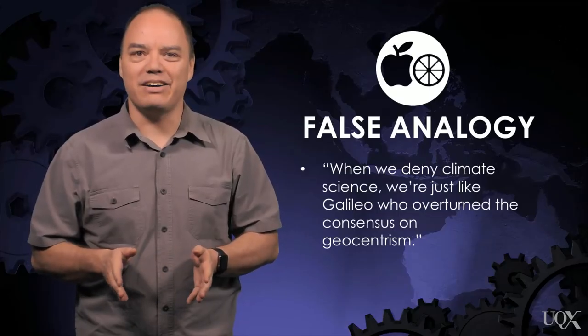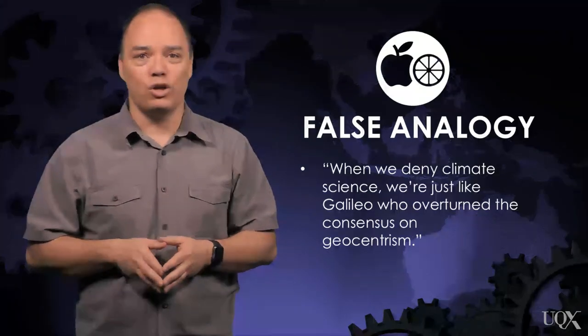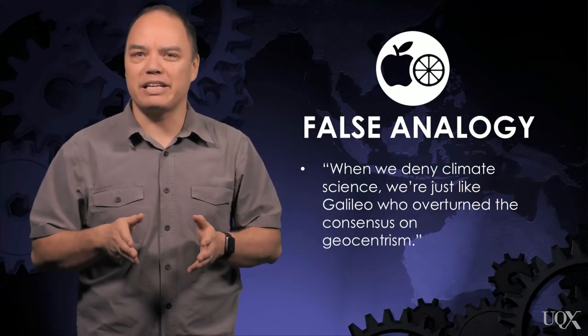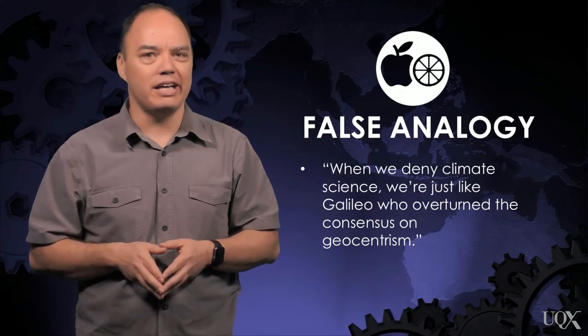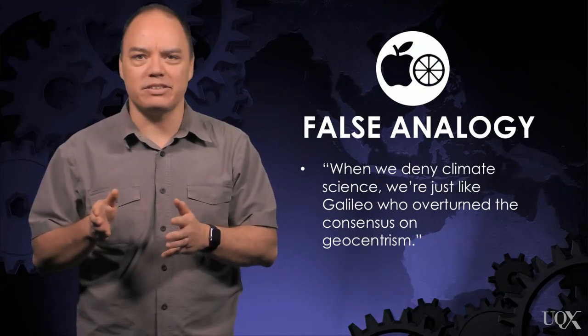A common example of false analogy in climate misinformation is when contrarians liken themselves to Galileo, who defied the consensus that the sun revolves around the earth. The implication is that because Galileo and climate deniers are alike in defying a consensus, they're also alike in being correct while the consensus is incorrect. However, this analogy falls apart when you look a little closer. Galileo's conclusions were based on empirical observations, while climate denial is a rejection of empirical observations. Climate deniers more closely resemble the ideologically driven opponents of Galileo.